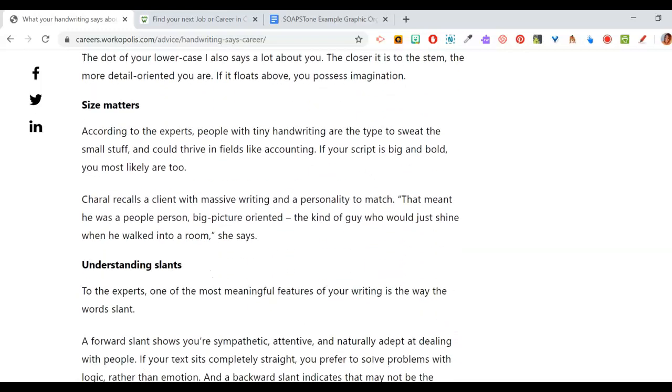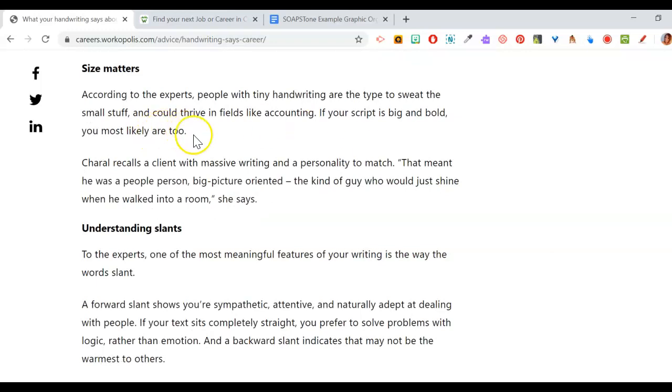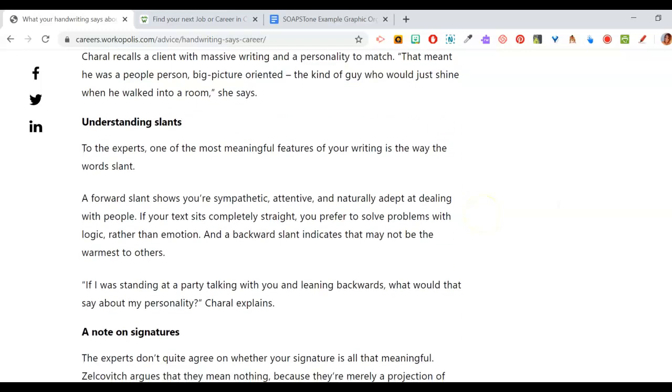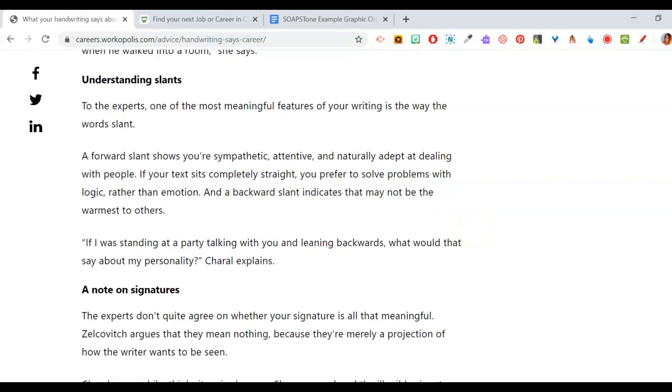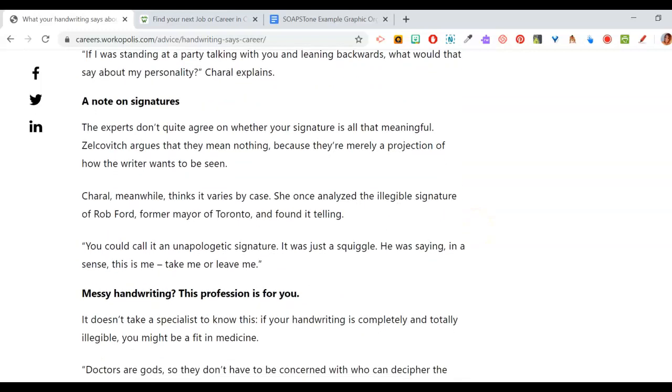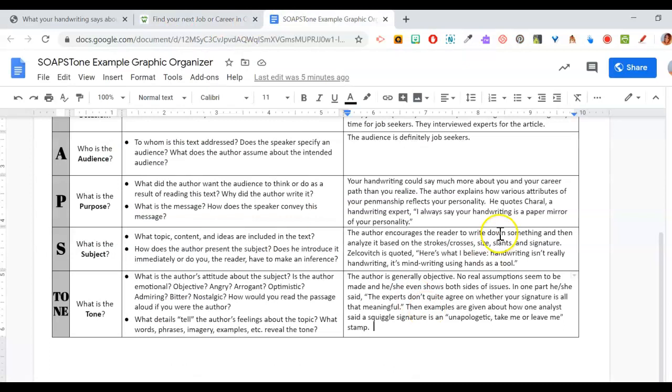Size, people with tiny handwriting are the type to sweat the small stuff. It would be good in things like accounting. Or if your script is big and bold, you're most likely like that too. Slants, they said to the experts, one of the most meaningful features is the slant, and a forward slant shows that you're sympathetic, attentive, and naturally adept at dealing with people. If it's straight, you prefer to solve problems with logic. And then, of course, they argue a little bit about signatures because one expert says the signature doesn't really matter, and another one says that it does. So anyway, that's kind of what they got into on here. And I just talked about the general bit. You don't have to go into all the super details on that.